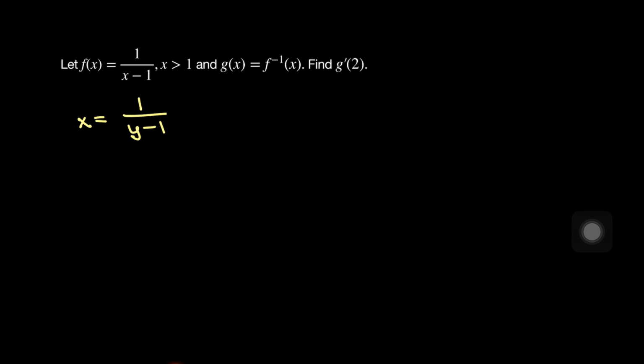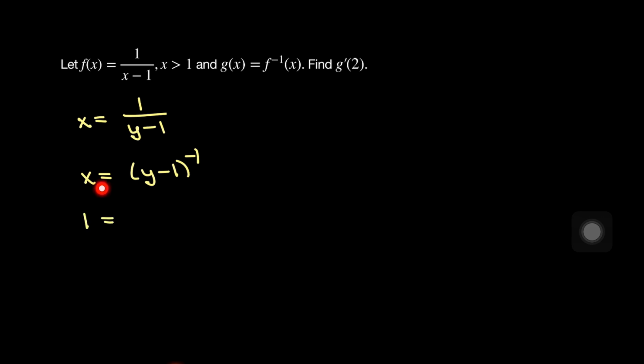So to find an inverse, we just switch the x's and y's. So if I have the function y equals 1 over x minus 1, its inverse is going to be x equals 1 over y minus 1. I can find the derivative of this implicitly. I'm going to start by rewriting that right-hand side as y minus 1 to the negative 1. That's going to allow me to use the chain rule.